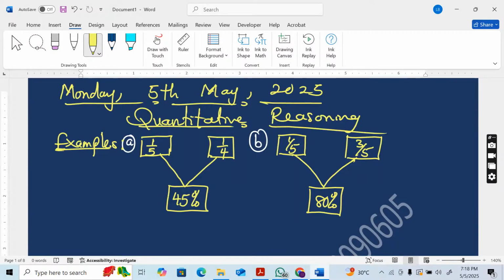When it comes to quantitative reasoning, we want you to think. So think logically. Think beyond what you're seeing. So for you to figure out 45%, you can see that it has to do with percentage.